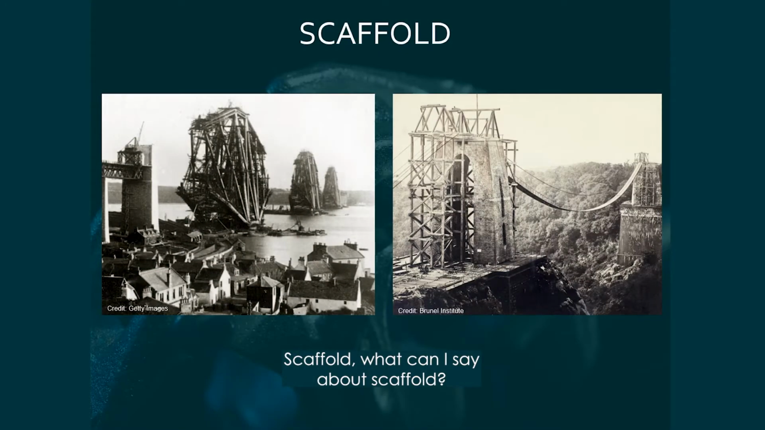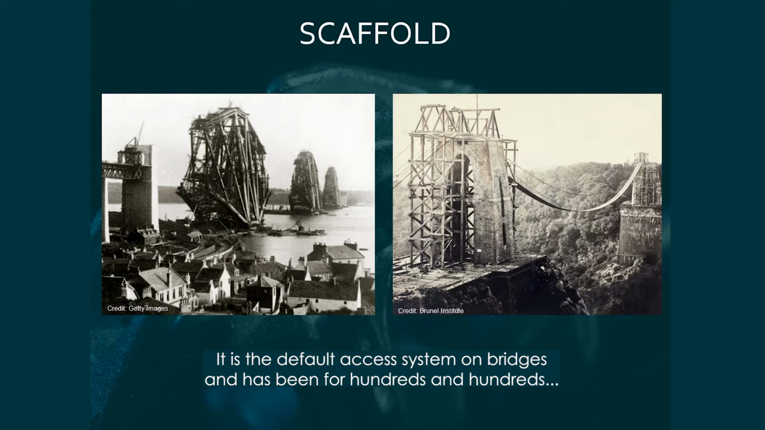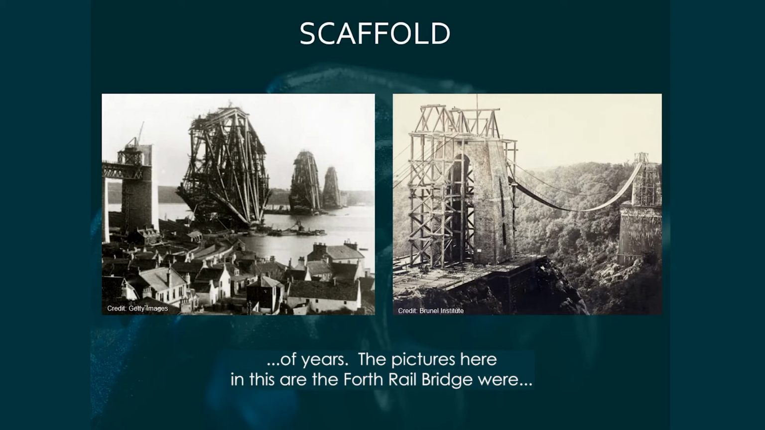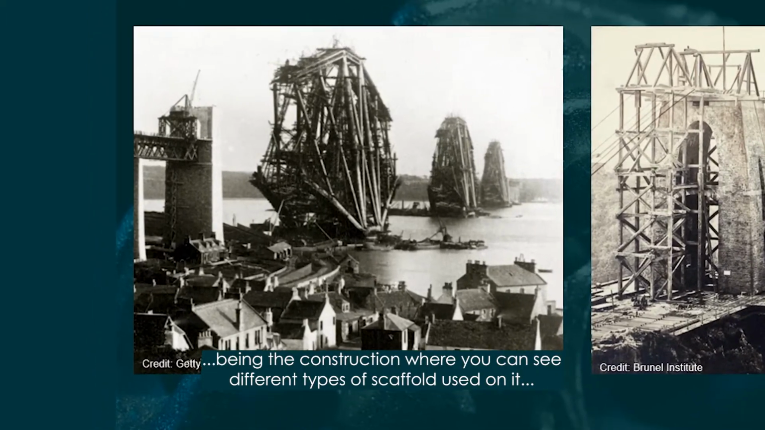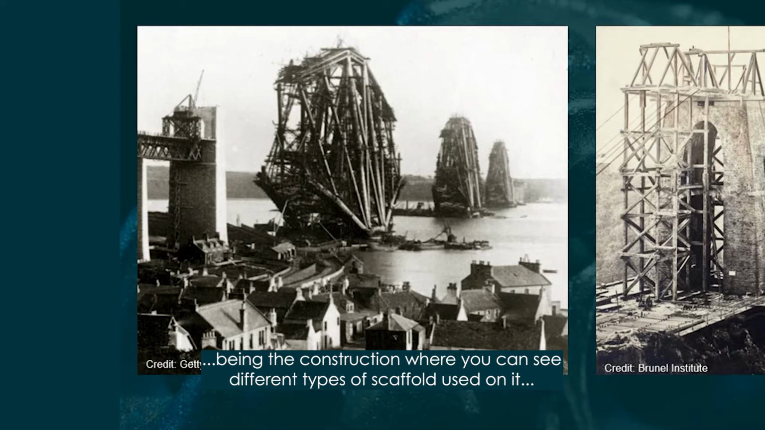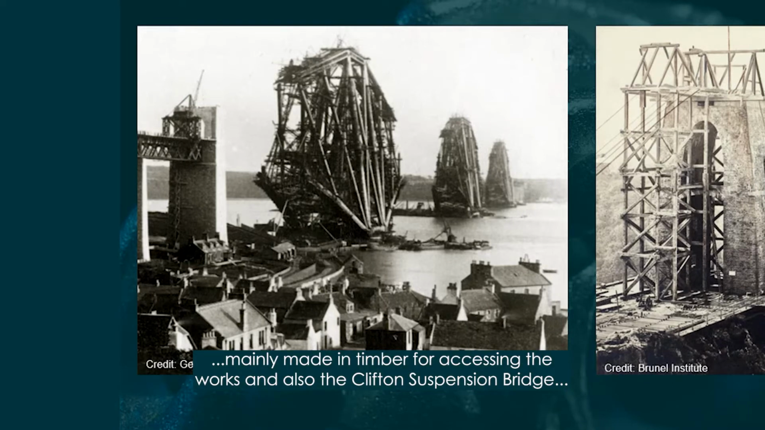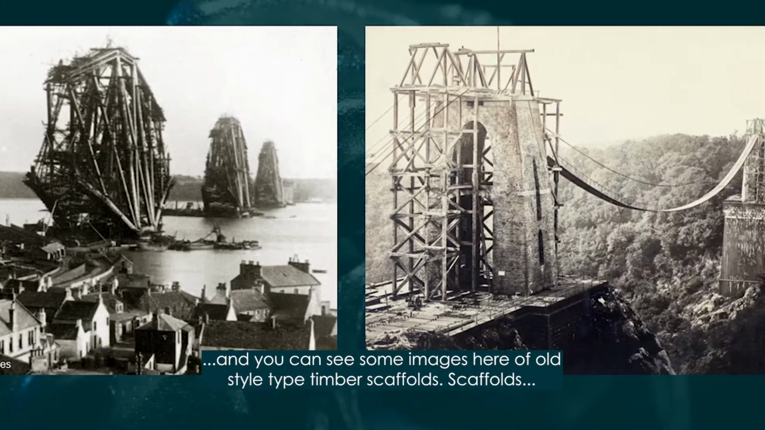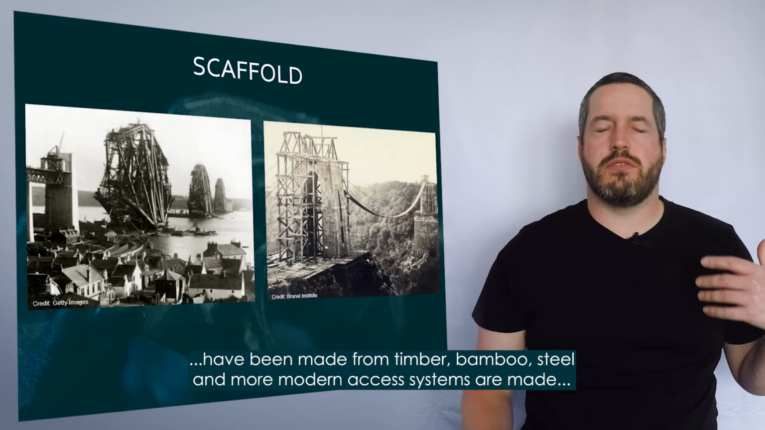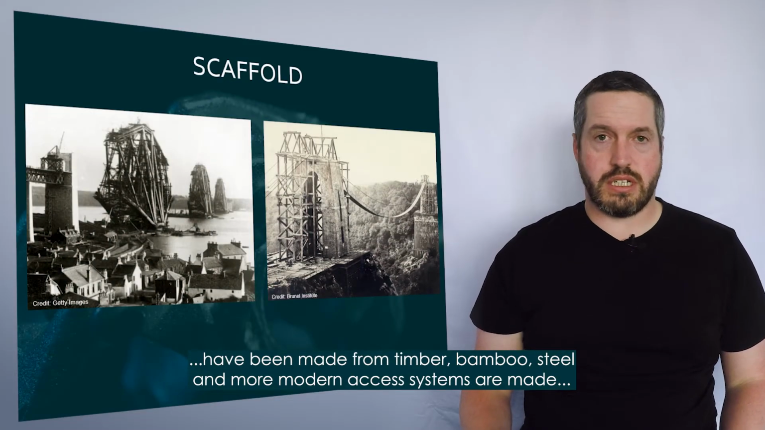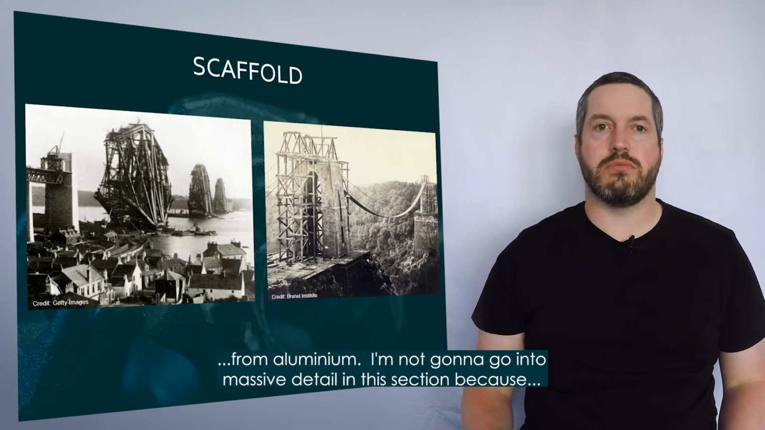Scaffold, what can I say about scaffold? It is the default access system on bridges and has been for hundreds and hundreds of years. The pictures here are the Forth Rail Bridge under construction, where you can see different types of scaffold used on it, mainly made in timber for accessing the works, and also the Clifton Suspension Bridge, and you can see some images here of old style timber scaffolds. The scaffolds have been made from timber, bamboo, steel, and more modern access systems are made from aluminium.